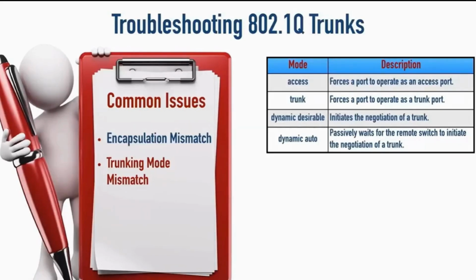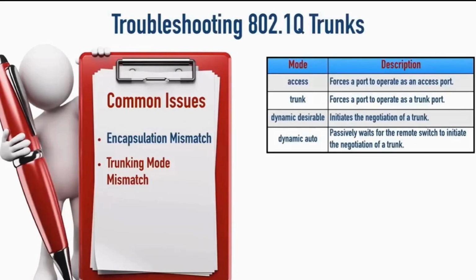Now, dynamic auto is a little bit more timid than dynamic desirable. It's willing to become a trunk, but it's not going to initiate the negotiation of a trunk. If the other side will send us a DTP frame saying, do you want to be a trunk? Then we'll respond and say, why, yes, I would like to be a trunk, and a trunk will be formed. But we're not going to initiate the formation of a trunk. That means if both sides are set to dynamic auto, even though they're both willing to become a trunk, nobody's going to initiate that conversation, and a trunk is not going to be formed.